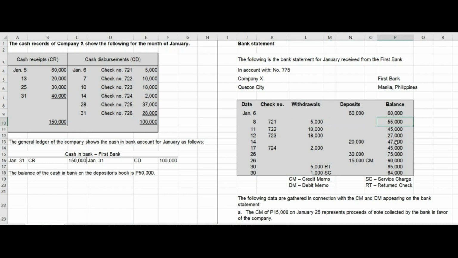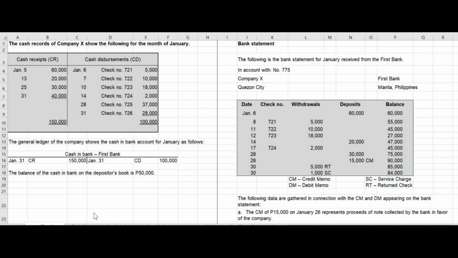45 minus 18, you have 27. You have 27 plus 20, kasi ito credits man ito. So, you have 47,000. 47 again, minus 2, 45. 45 plus 30, so you have 75. And so on. So, it turned out that yung balance natin per bank statement ay 84,000. So, cash in bank per book, 50,000. Cash in bank per bank statement is 84,000.